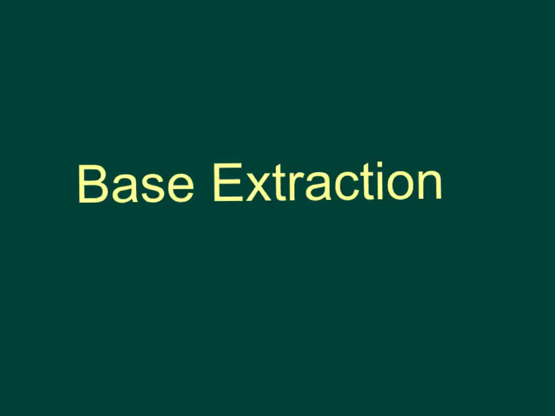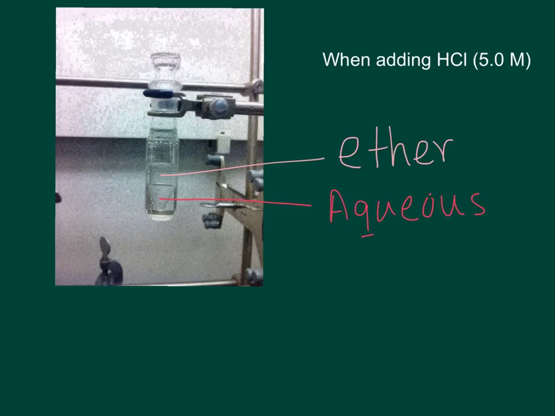Base extraction. Before adding HCl, we have only one layer, with all our unknown mixture dissolved in the ether. Then when we add HCl in, there were two layers. The top layer is ether and the bottom layer is the aqueous. Because ether has a density of 0.8 compared to water, it floats on top of the aqueous.